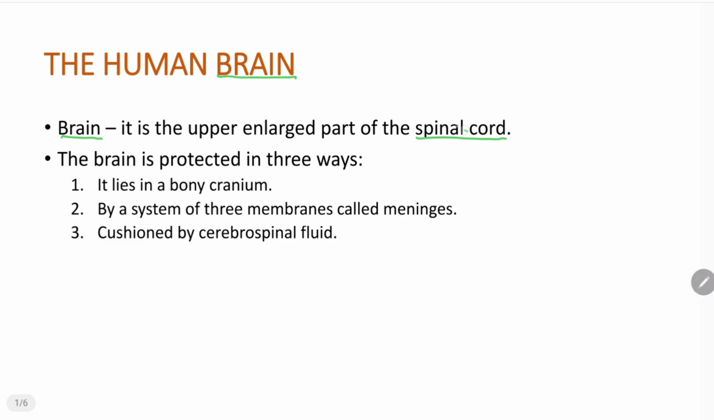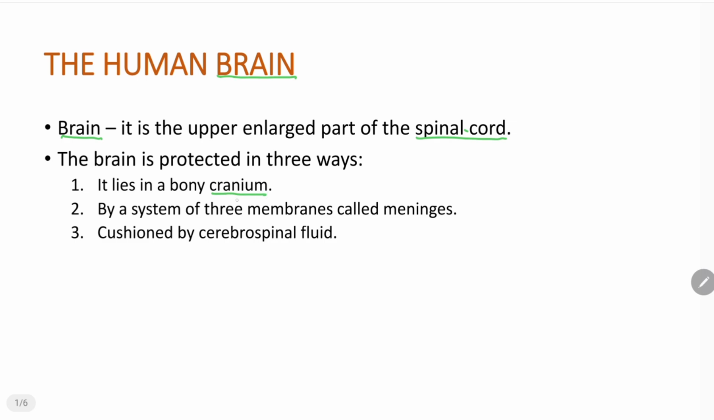Now, how is this brain protected? We need to also describe how the brain is protected. Why does the brain need to be protected? It is a very important organ in our body, right? Responsible for controlling so many things that occur within our bodies. So, of course, it needs to be protected. So, exactly how is it protected? Number one, it is said that this brain lies in a bony cranium.